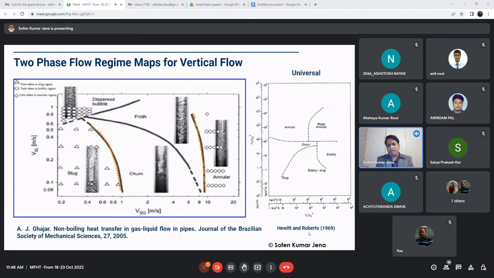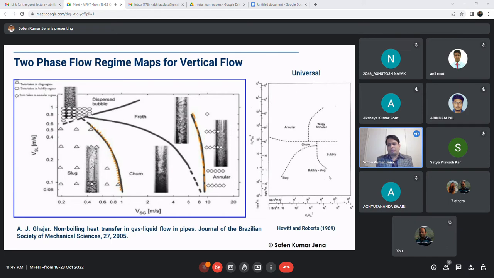Hewitt and Roberts in 1969 gave a pictorial representation, not only considering the velocity, they considered rho times, that is the density of the liquid times the velocity square, right? This is the velocity square of the liquid on the x-axis and velocity square of the gas on the y-axis, right? So this graph is somehow universal and applicable to most of the fluids, okay?